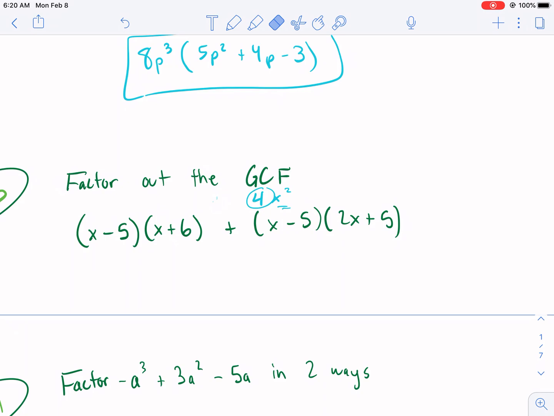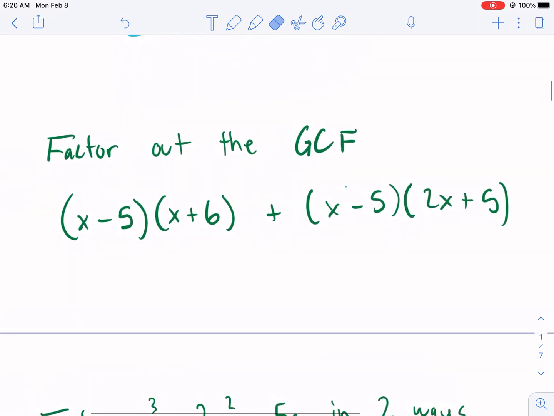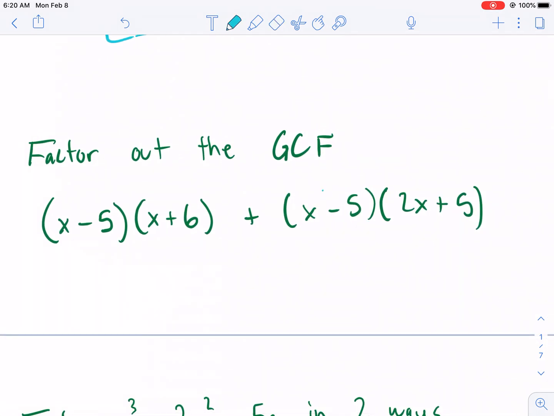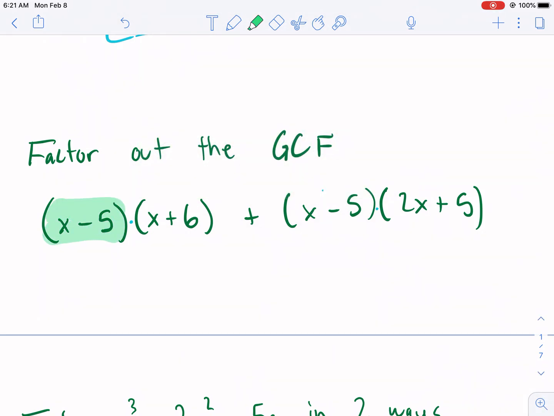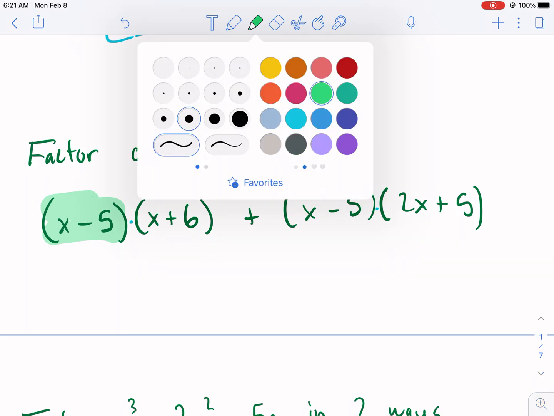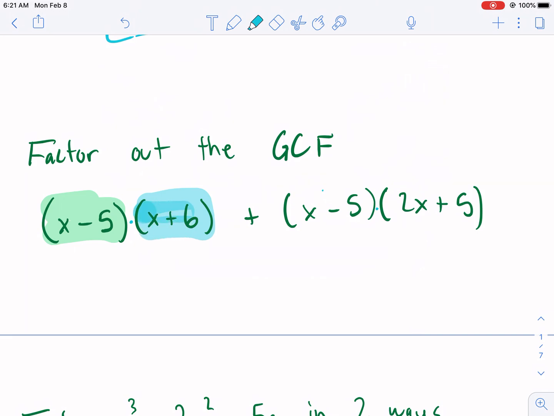Eraser, there we go. We still need to look for common factors, two things times each other. So these two parentheses are multiplied by each other. We need to think of each one of these parentheses as a unit. We have this green one times this blue one. Think of this as one term. Okay, one piece of information.